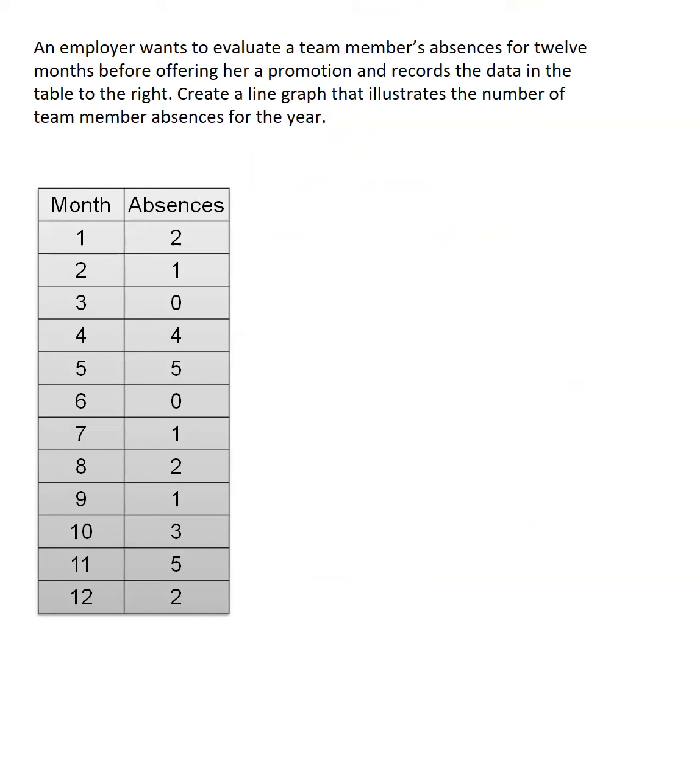Alright, here's another example. An employer wants to evaluate a team member's absences for 12 months before offering her a promotion and records the data in the table to the right. Create a line graph that illustrates the number of team member absences for the year. Okay. So I hope you understand the background here. So this is for a particular employee, and the employer has this table which has the data related to each month and the number of absences for that month. So we have 1 through 12 months, and then the number of absences that are recorded here. We need to create a line graph. Okay. As the name says, it's going to look like a line, okay, instead of the bars.